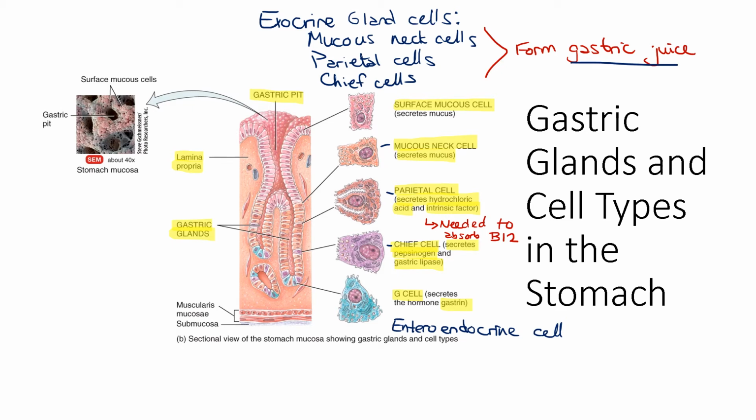The word enteroendocrine just means it is a gastrointestinal tract endocrine cell. So it secretes its products into the interstitial fluid, and then they get absorbed into the bloodstream.